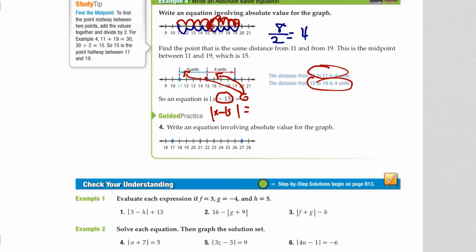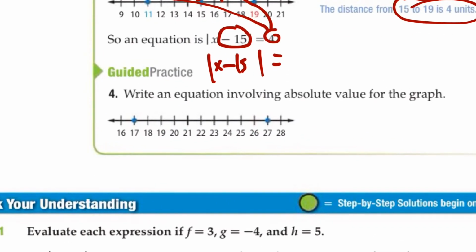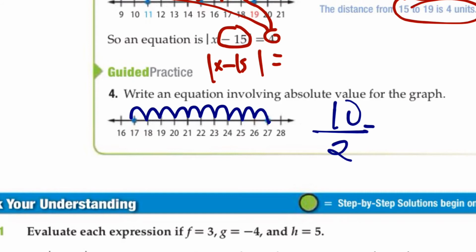So look at the guided practice. Let me help you out. So first thing I need to do is find the middle. Well, let's see. I'm going to count 1, 2, 3, 4, 5, 6, 7, 8, 9, 10. 10 divided by 2 equals 5. Alright, let's see the middle. 1, 2, 3, 4, 5. I think it's at 22. Let me count it in black. 1, 2, 3, 4, 5. Yep. Okay, the middle is at 22.